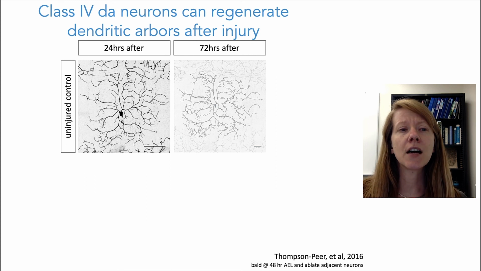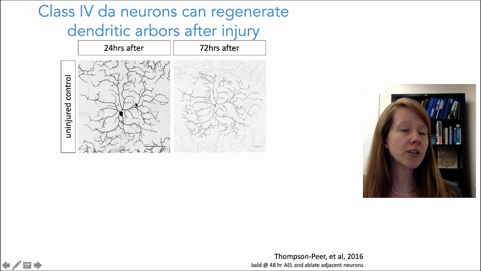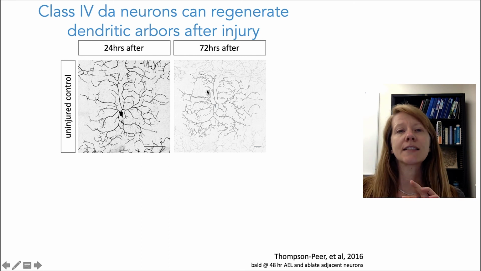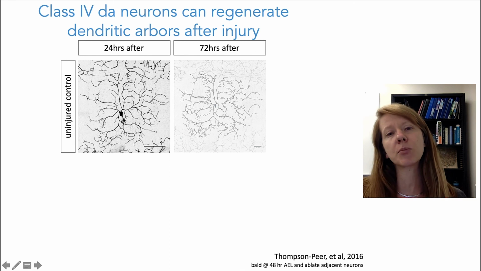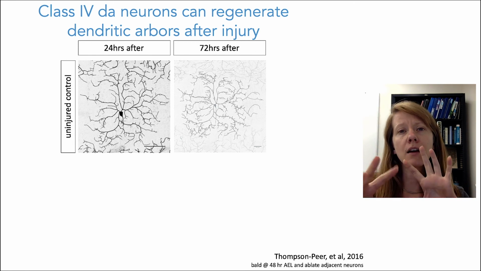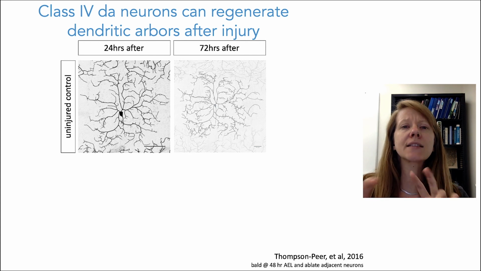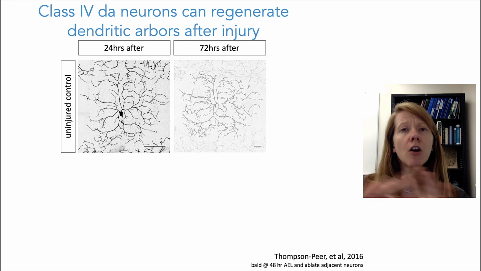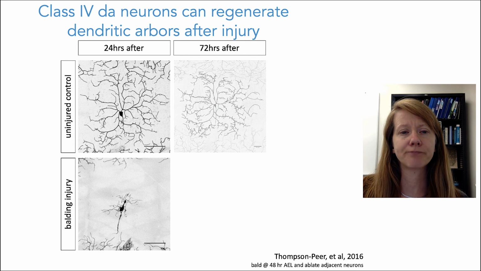This is an uninjured control neuron, and so we look at these neurons, and this is 24 hours after it would have been injured if it was an experimental neuron, and 72 hours after it would have, but this is just the uncut control neuron. And you can see that between these time points, that neuron grows, it becomes a little bit more complex, it adds a lot of terminal branches, but the overall architecture of that neuron doesn't change.